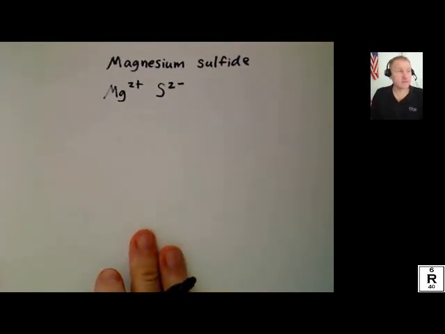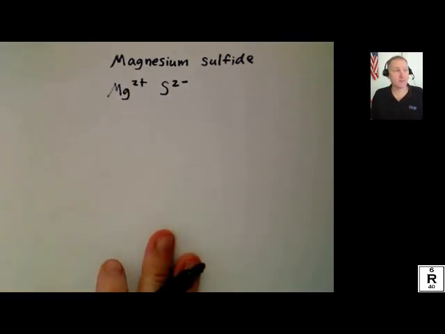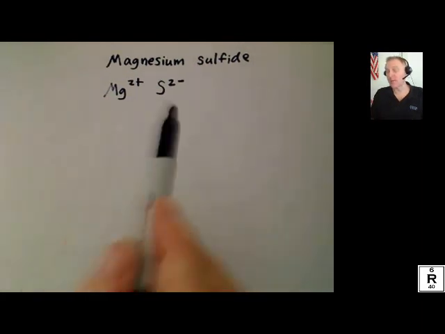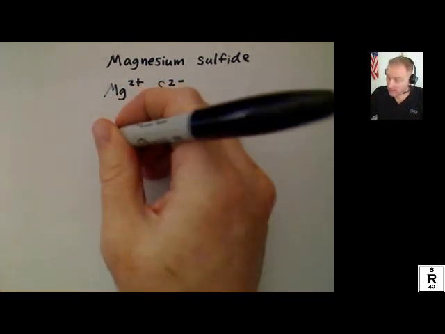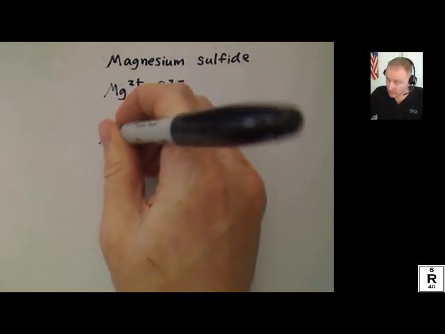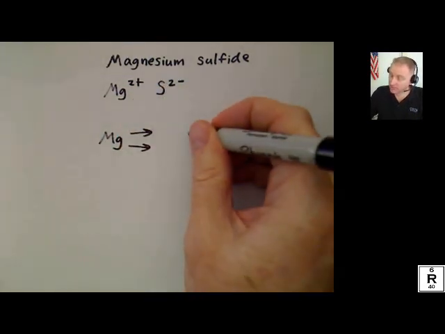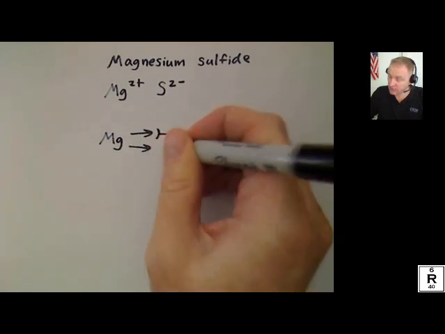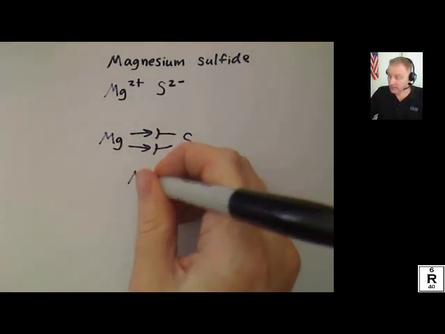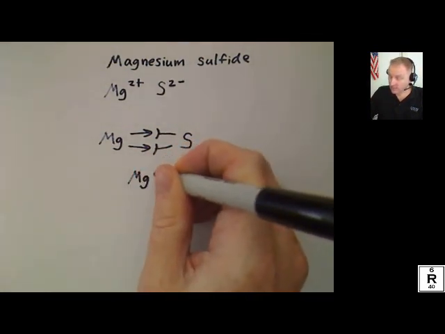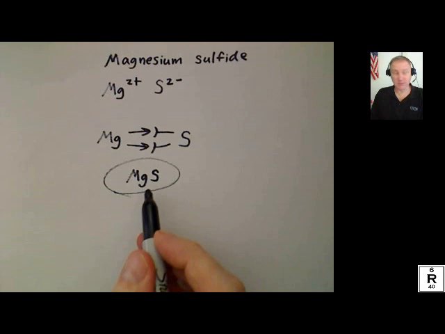Mathematically, the way it's taught in a textbook is the least common multiple. The least common multiple is 2, and each one goes into 2 once. But let's illustrate this again, like I did last time. Magnesium gives off 2 electrons, and sulfur accepts 2 electrons, so it's a perfect match. It's a 1-to-1 ratio, so the formula for magnesium sulfide is just MgS.